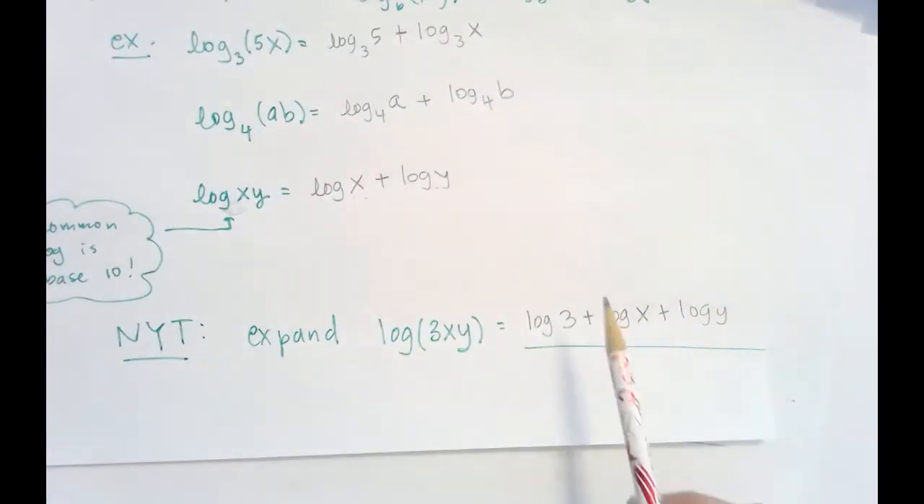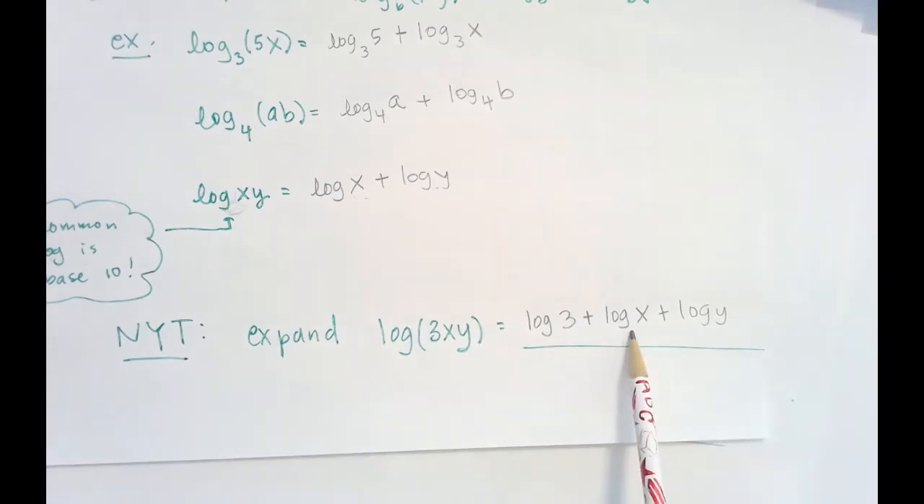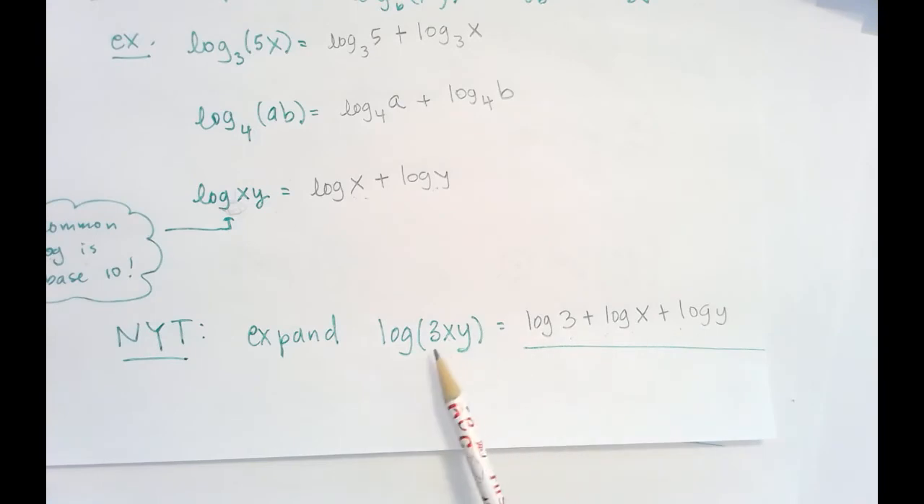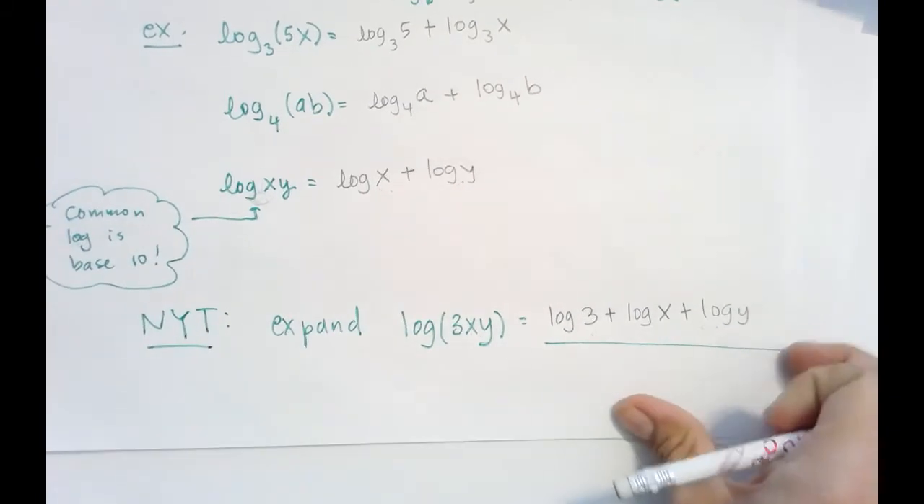And did you get the following? Since this is a product of 3, x, and y, you would get log of 3 plus log of x plus log of y. So again, I've expanded this simple logarithm into 3 parts, okay? Because there are 3 factors. 3 is a factor, x is a factor, y is a factor, okay? Okay, great. So let's move on.